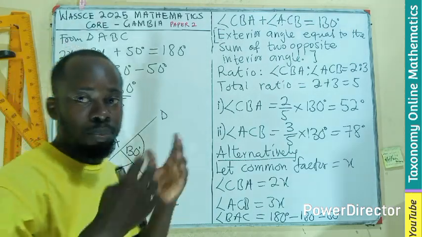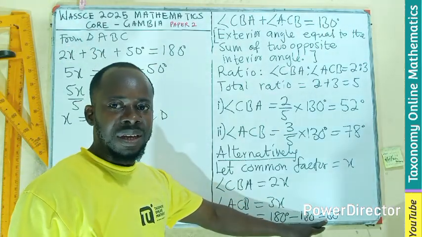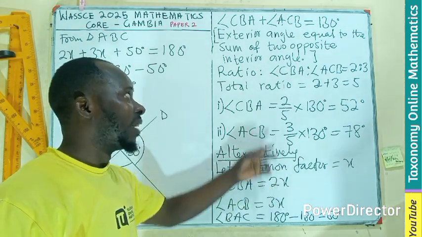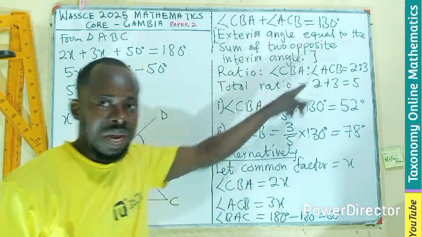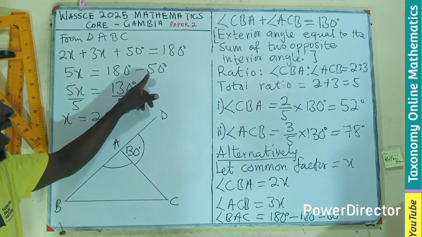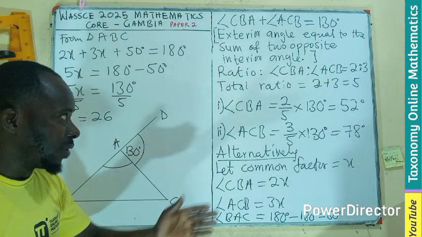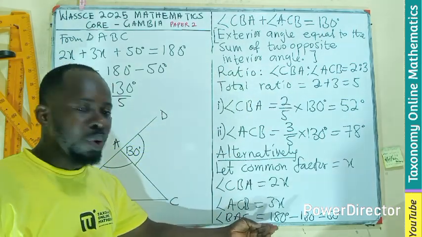It is not compulsory to make use of the 50. After letting your common factor be x, you can still go along with the 130. You see that we came back and found the 130 after taking away 50. So you can still use the exterior angle approach without employing the ratio, and use x.